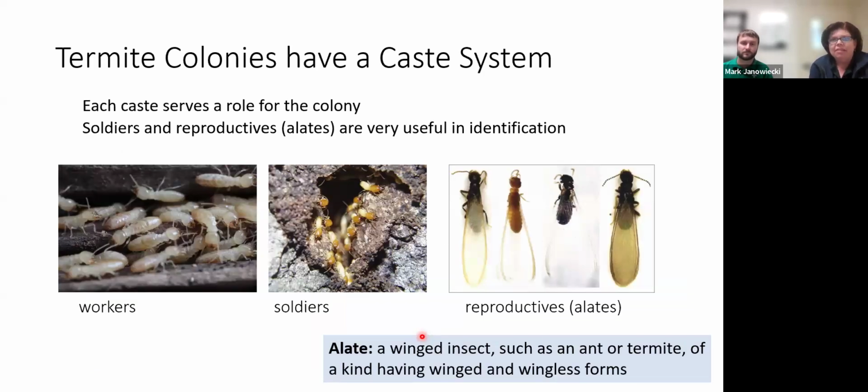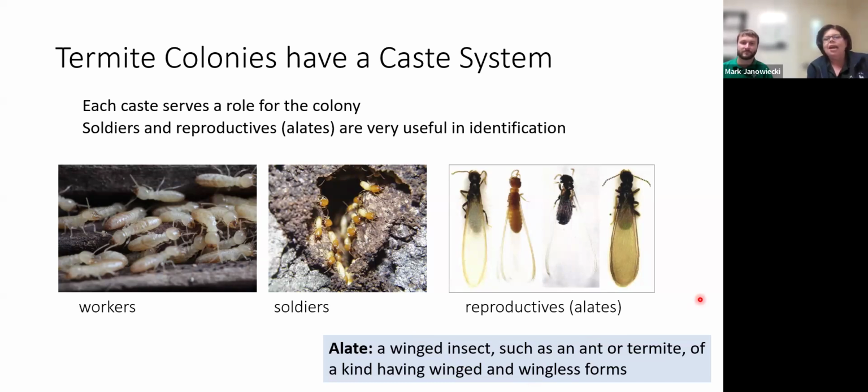So termite colonies have a caste system, and each of these castes serves a specific role for that colony. So we have workers, soldiers, and reproductives, also known as alates. So the worker caste is responsible for all the damage, actually, that we see. So they're the ones that are feeding on the wood and tending to the newly hatched termites and tending to the queen.